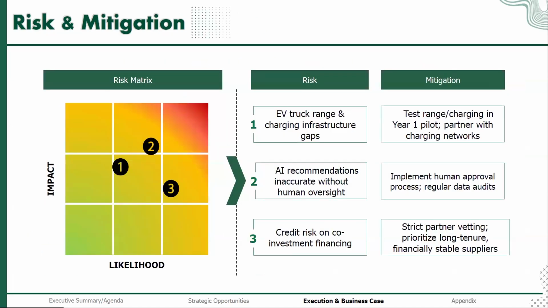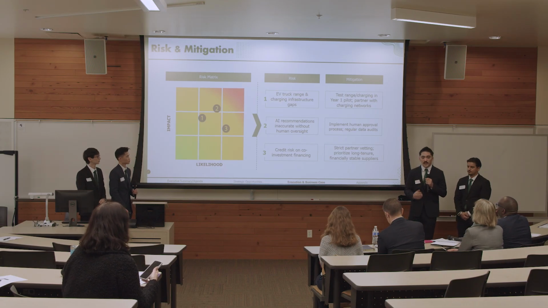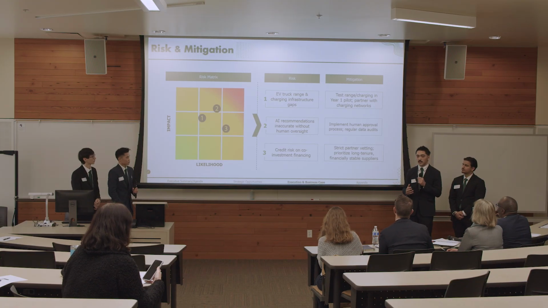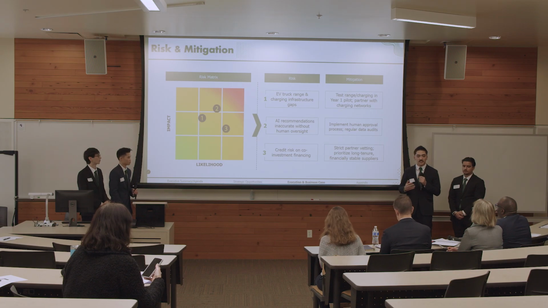Going into our risk and mitigation, we could run into a lot of risks with this initiative. For our electric vehicles, we could run into problems with range, and that's going to be mitigated through strong partnerships with our local charging networks across the western side of America, on Interstate 5, on I-99, and so on.